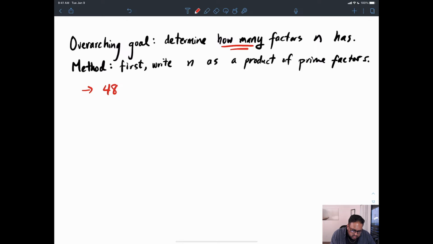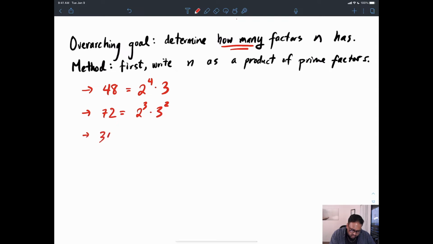So 48, it turns out that I can write this as 2 to the power of 4 times 3. And now here, 2 is a prime number, 3 is a prime number, so I've written 48 as a product of primes. I happen to use the number 2 more than once. I used it 4 times, but that's okay. Similarly, 72, that's 2 to the power of 3 times 3 squared, because 72 is 8 times 9. Here's your 8 and here's your 9. Again, I've written it as a product of primes.